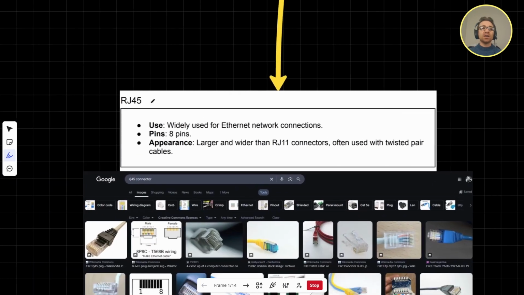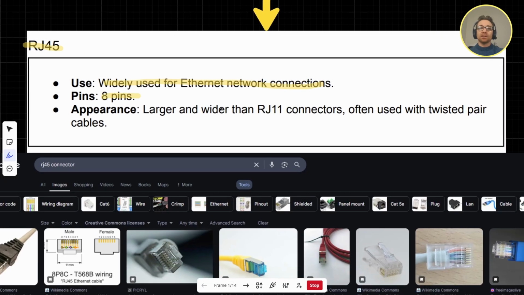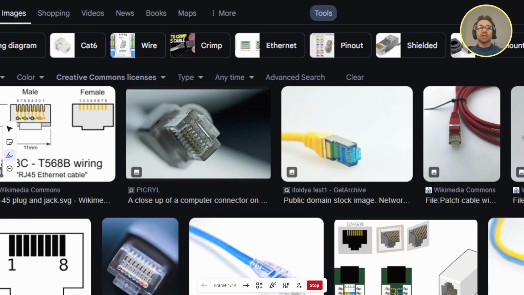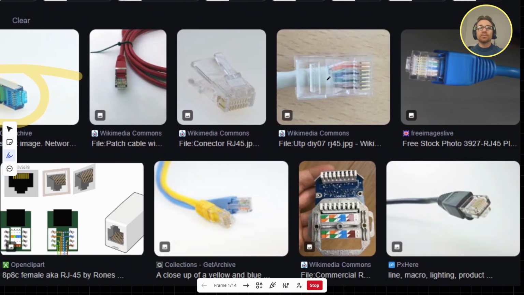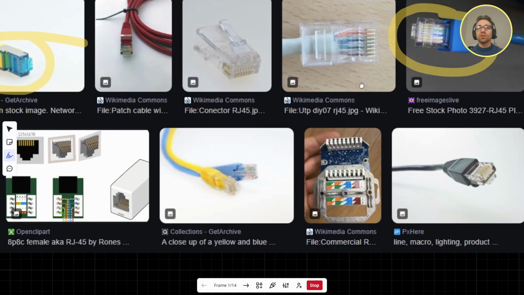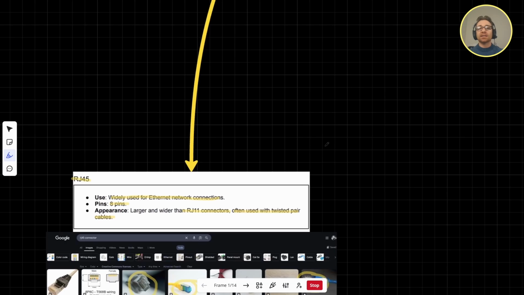The next one is RJ45. This is for Ethernet connection. This is the connector on the end of your Ethernet cable, your Cat5, Cat6, Cat7 cable. It's widely used for Ethernet network connections. It has 8 pins. It's larger than the RJ11 connectors, often used with twisted pair cables, right? It looks like this. It's how you get your wired internet connection from a shielded or unshielded twisted pair cable. All right, that's what you need to know. That's your Cat 6, Cat 7, etc.